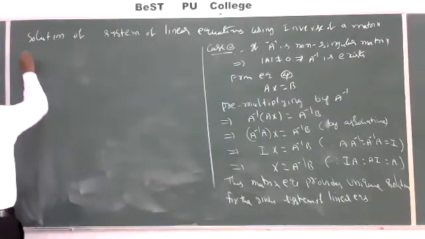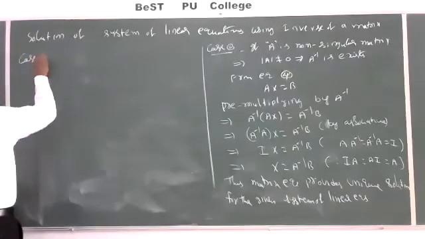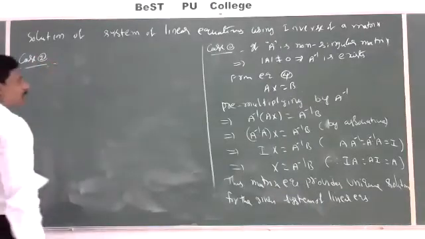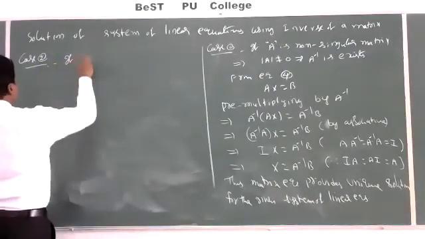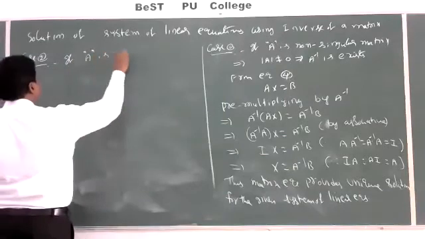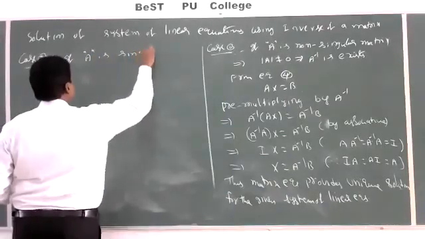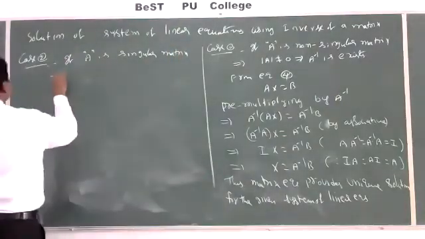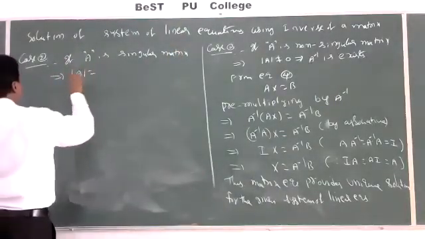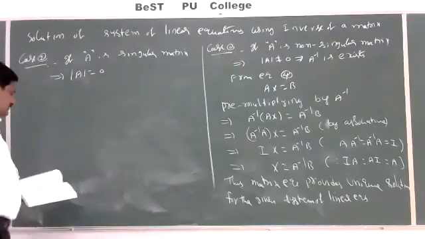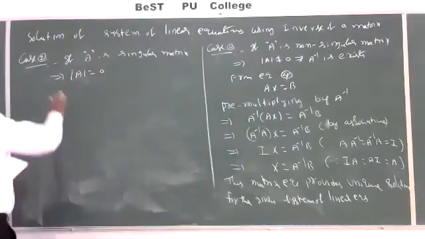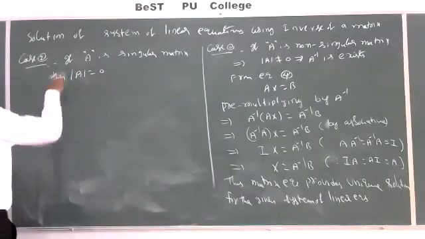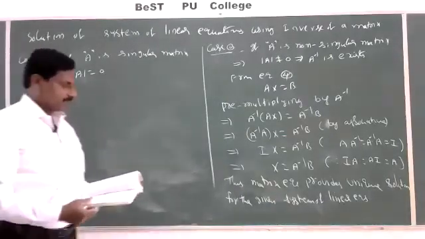Case 2. If A is a singular matrix, this implies det A equal to 0. A is a singular matrix, then det A equal to 0.